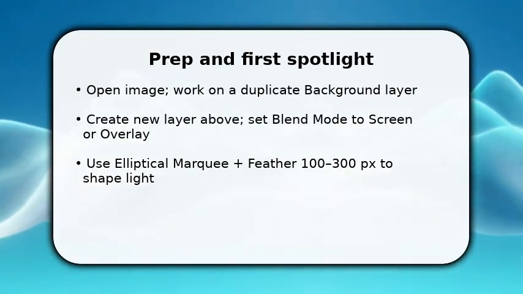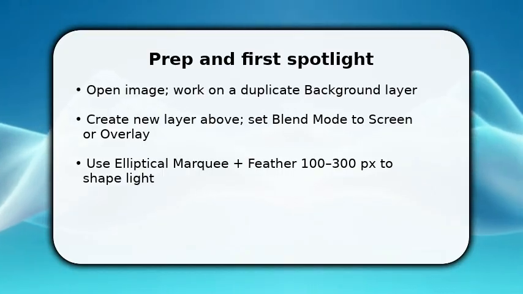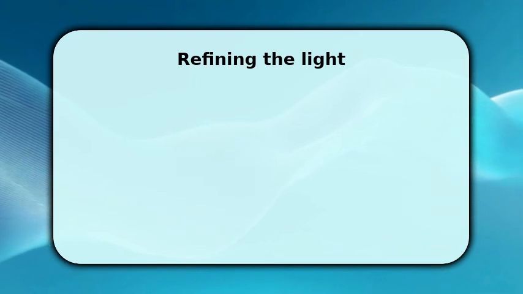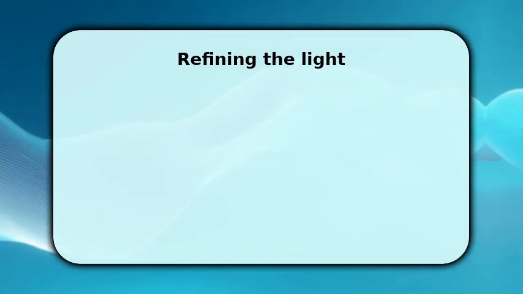Make sure your foreground color is white, because you'll use it to paint the light into that selection. With the feathered selection active, fill it with white or paint inside using a soft brush at low opacity, 10 to 40%, to build the effect gradually and avoid clipping.